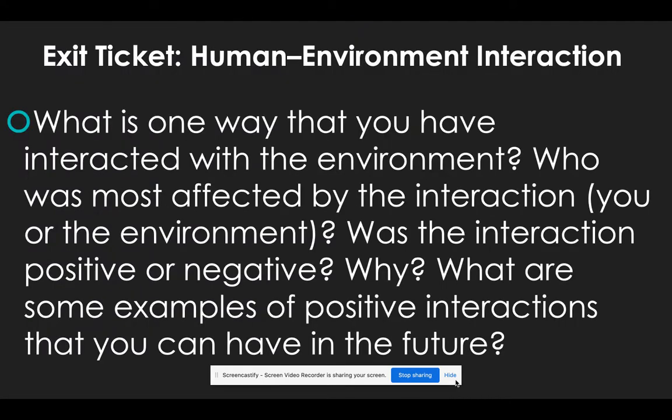This is something for you to think about and be prepared to answer for the next lesson. What is one way that you have interacted with the environment? Who was most affected by the interaction, you or the environment? Was the interaction positive or negative? Why? What are some examples of positive interactions that you can have in the future?